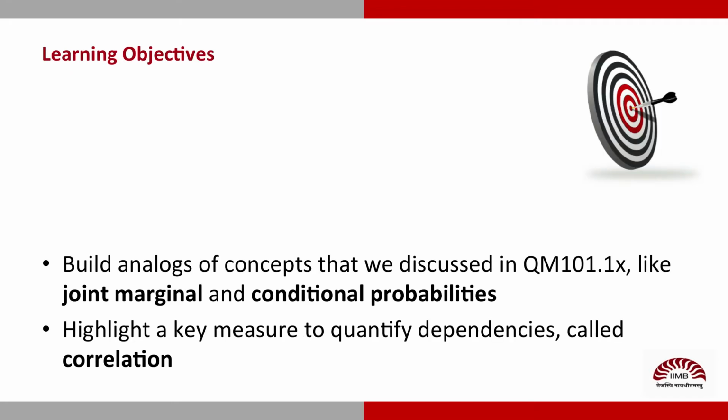Learning objectives. Build analogs of concepts that we discussed in QM101.1X, like joint, marginal, and conditional probabilities. Highlight a key measure to quantify dependencies called correlation.